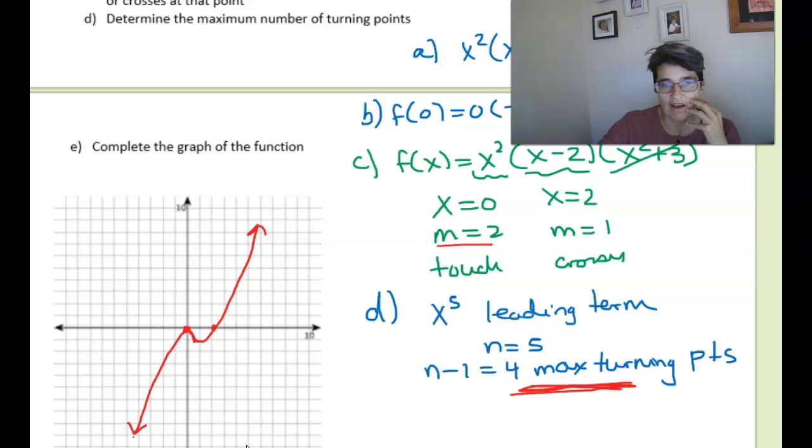It's possible that my graph looks like something like this, right? So it has more wiggles in it. 1, 2, 3, 4 turning points. We don't really know with this method. To figure out how many, we'd have to do a bit of calculus to figure out how many turning points, right? So let's verify with Desmos. Let's see what Desmos says.